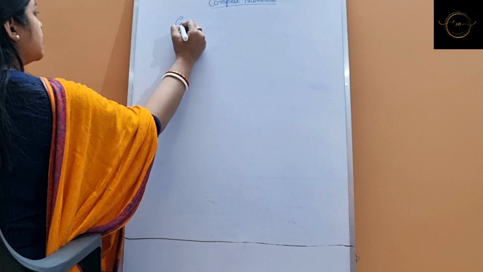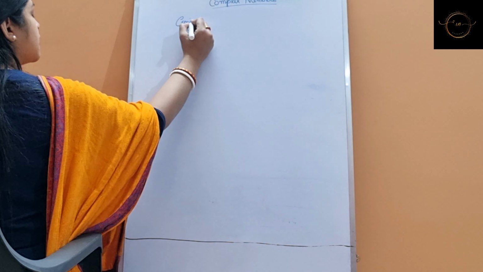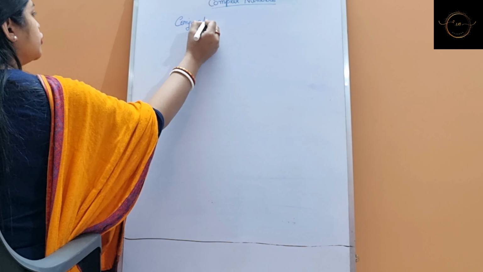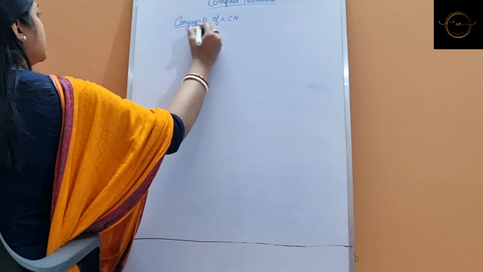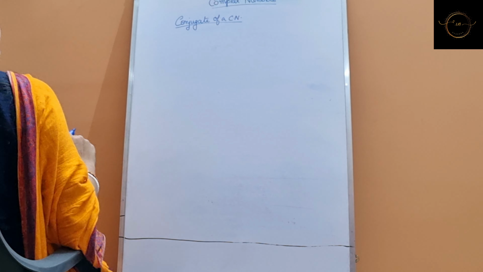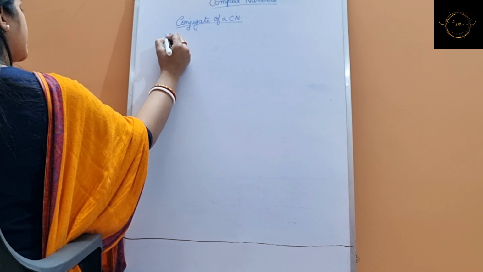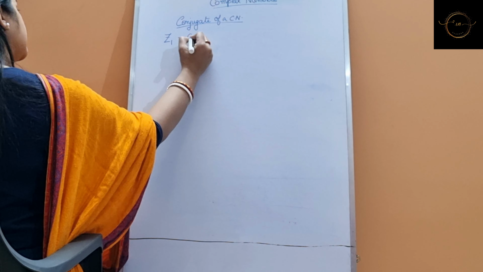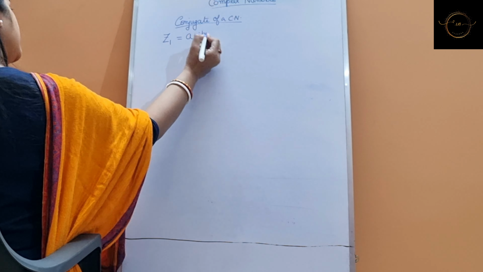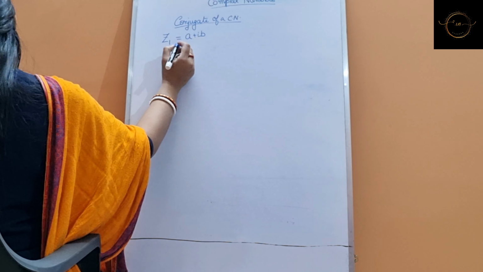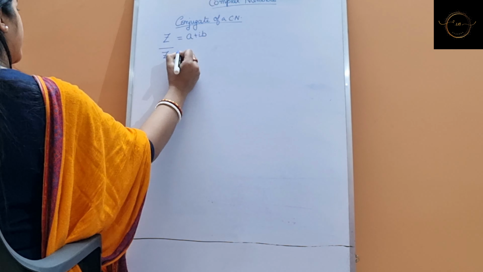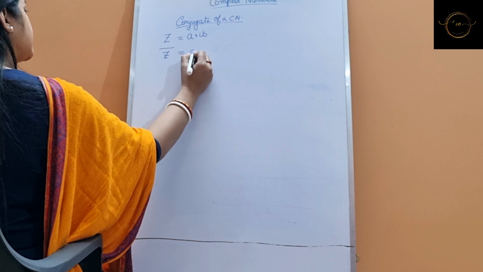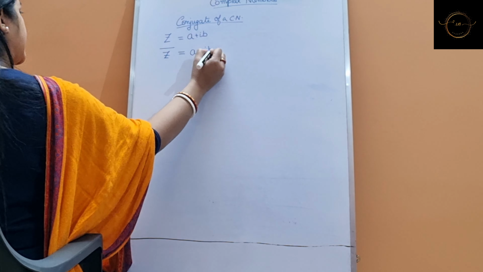Now, next we will learn about a new part of complex numbers, and that is the conjugate of a complex number. What is the conjugate of a complex number? Suppose I have a complex number a plus ib. What will be the conjugate of this? Conjugate is written with a bar. The plus sign will become a minus sign.